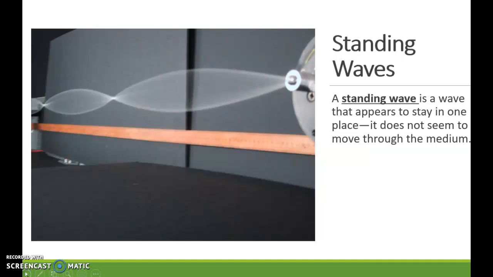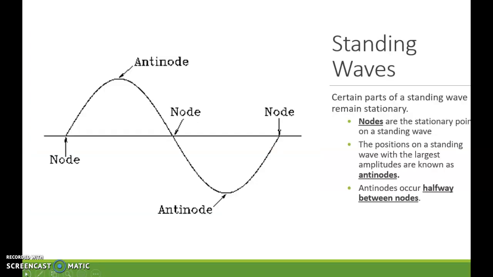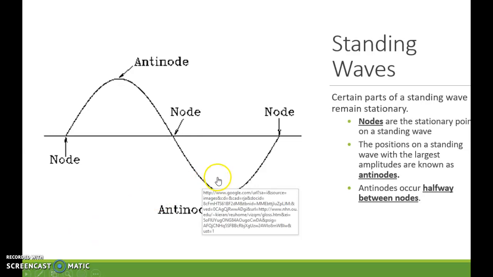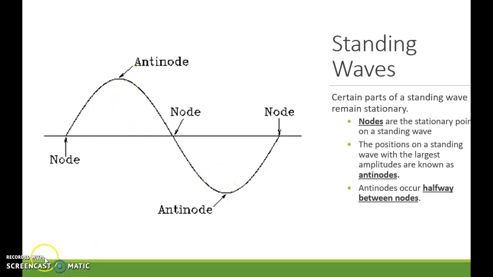Standing waves. A standing wave is a wave that appears to stay in one place. It does not seem to move through the medium. Certain parts of a standing wave remain stationary. The nodes, you can see here, where it passes through the equilibrium, that's called the node. Okay, and then the antinode is down at the top or at the bottom. The positions on a standing wave with the largest amplitudes are the antinodes. Antinodes occur halfway between nodes.